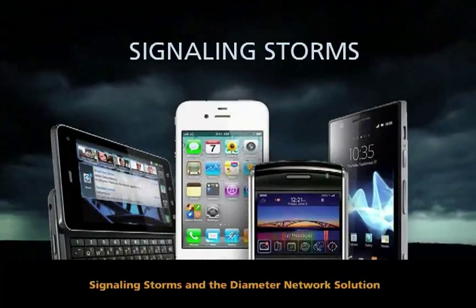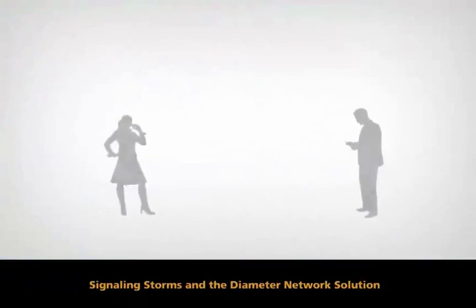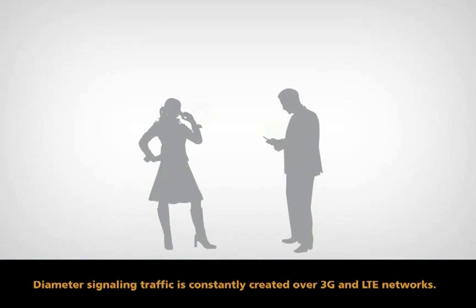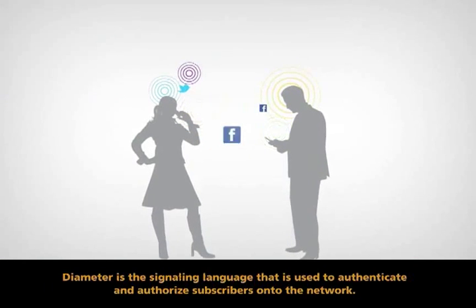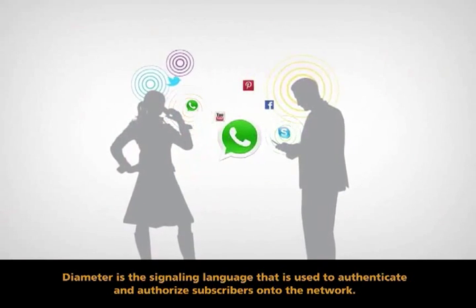Signaling storms and the diameter network solution. Diameter signaling traffic is constantly created over 3G and LTE networks. Diameter is the signaling language that is used to authenticate and authorize subscribers onto the network.